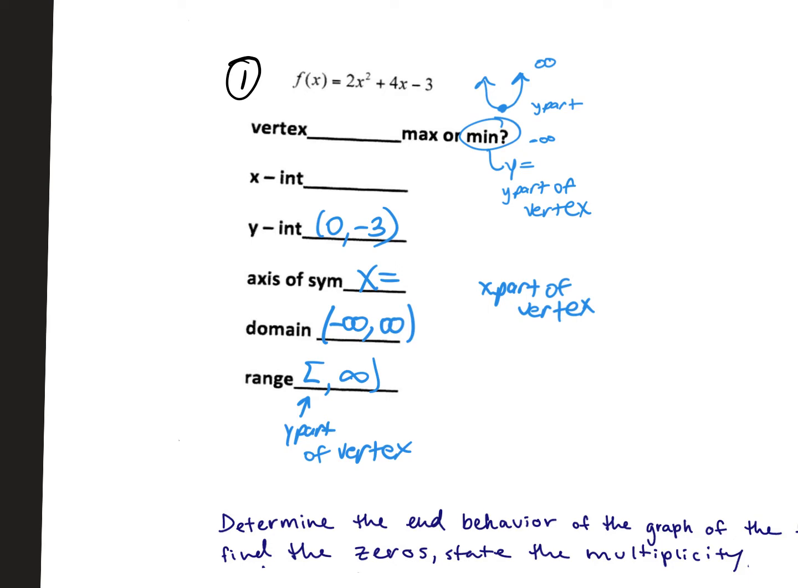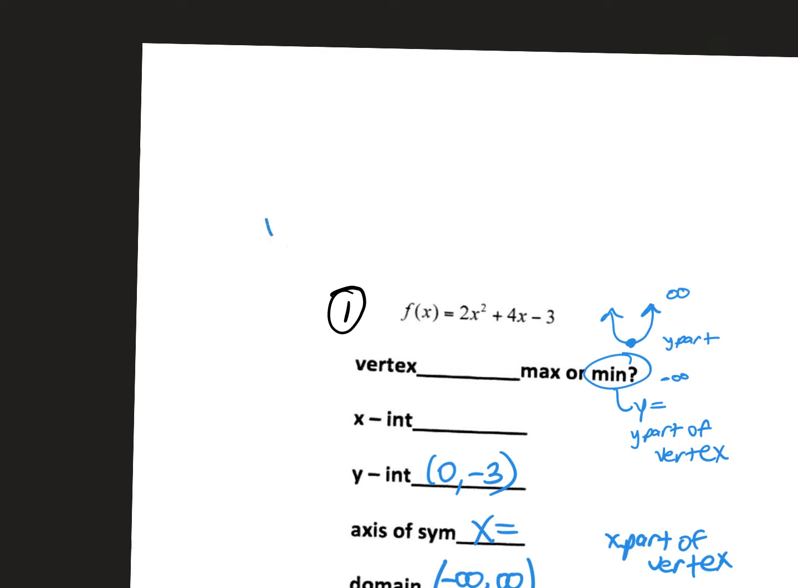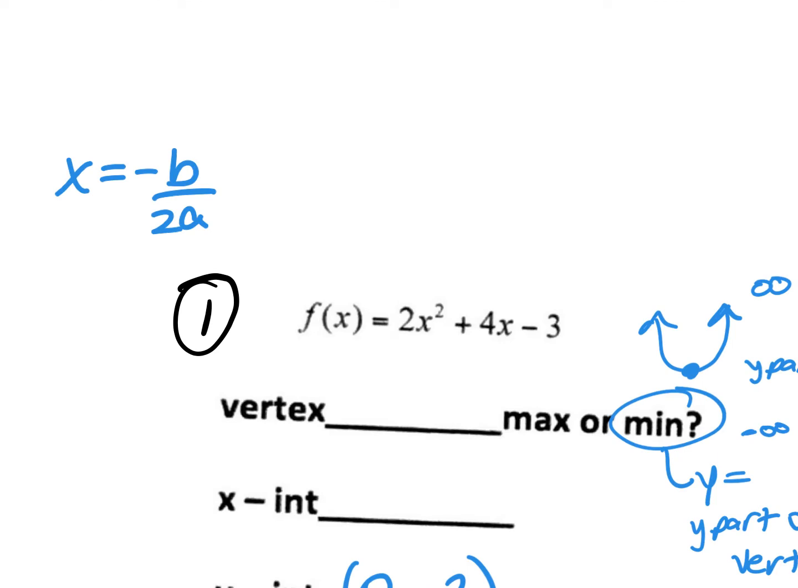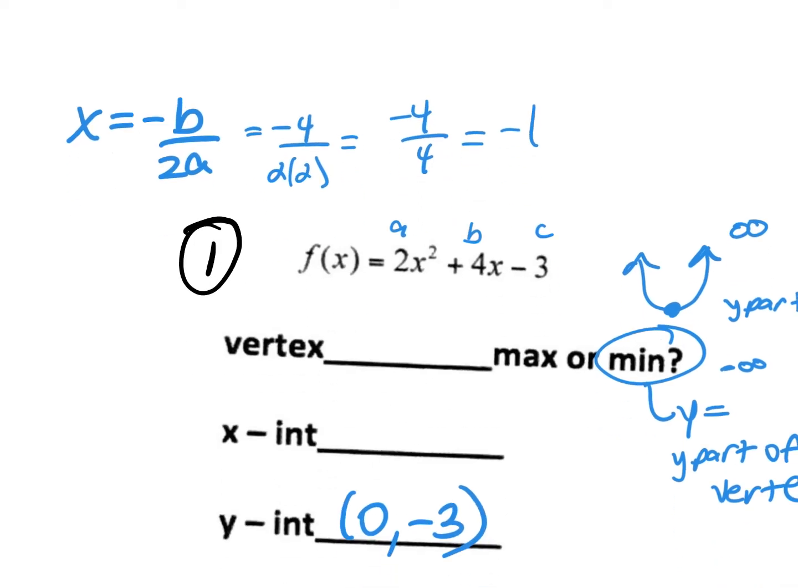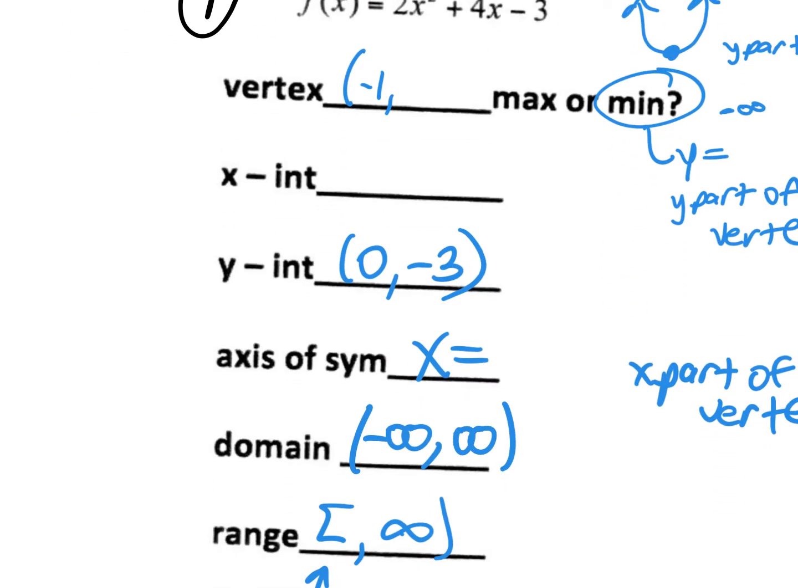So how do I find the vertex? What's that teeny tiny little formula, Kira? X equals -b over 2a. Where do I get the b and the a from? From the equation. Good. So I know that a is 2, b is 4, and c is -3, right? So I'm going to say -4 over 2 times 2. Well, I have -4 over +4. So the x part of my vertex is what? X equals -1. So I know the x part of my vertex is -1. I know that the axis of symmetry is that x equals -1.